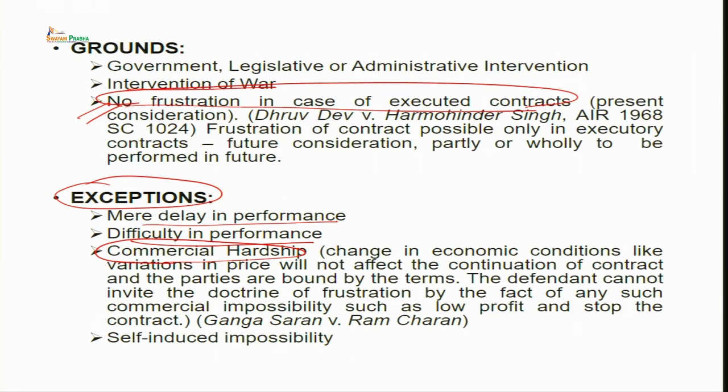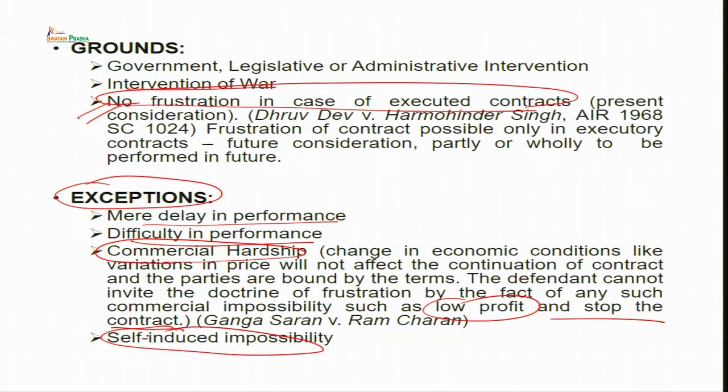So change in economic conditions, like variations in price, will not affect the continuation of the contract, and the parties are bound by the terms. The defendant cannot invoke the doctrine of frustration by the fact of any such commercial impossibility, say low profit, and stop the contract. So this commercial hardship does not amount to impossibility of performance. Instead, it is an exception to the doctrine of impossibility.